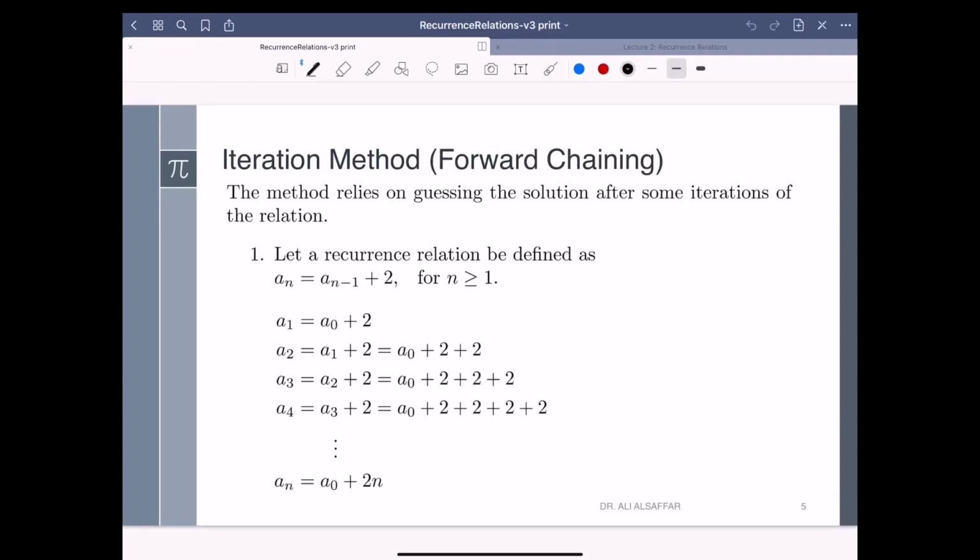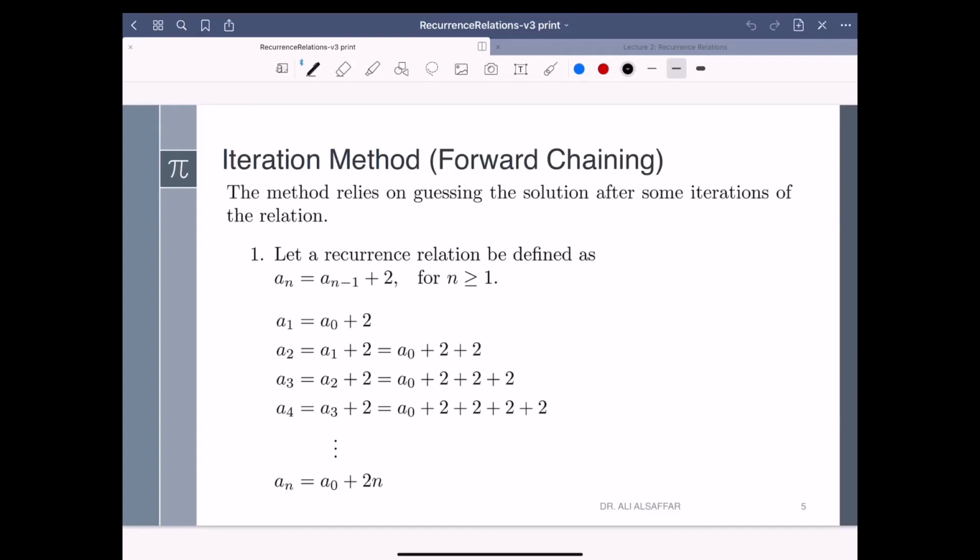I would like to show you how to find a solution for a recurrence relation. There are many methods, but we will start with the method by iteration. By iteration, we will iterate over the recurrence relation by finding some of the terms, and we'll try to guess the solution from these terms.